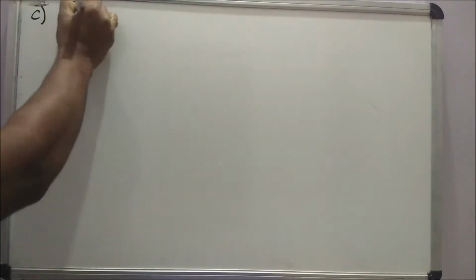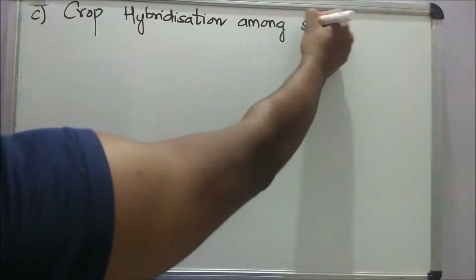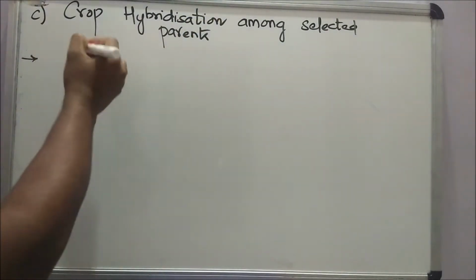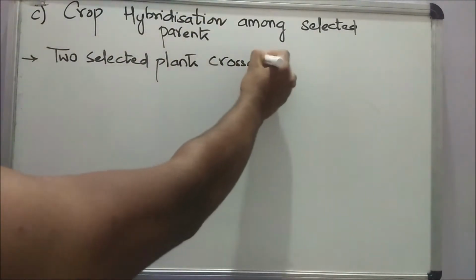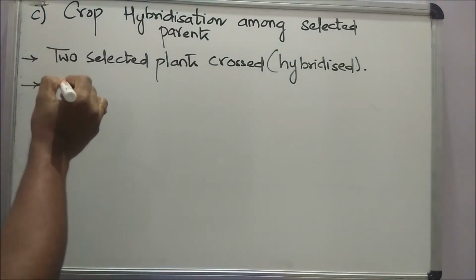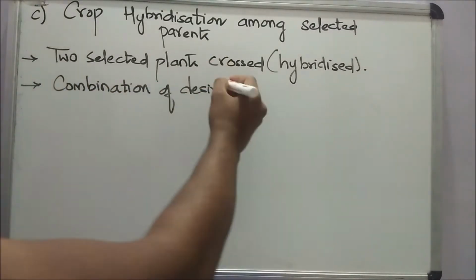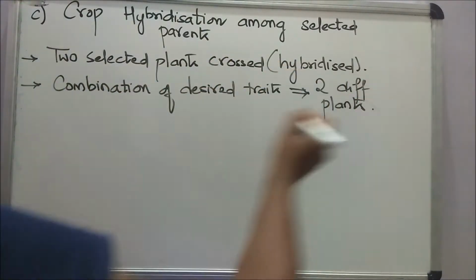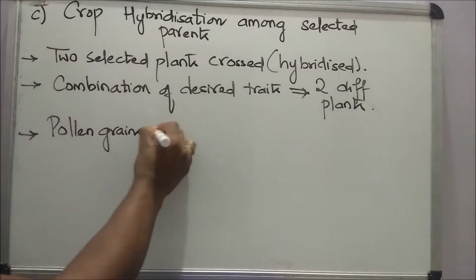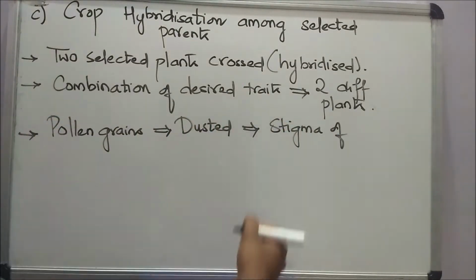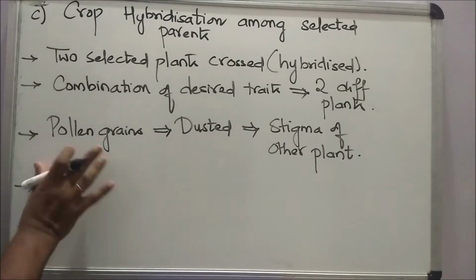The third step involves the crop hybridization among selected plants. Two selected plants are crossed, which is nothing but hybridization. This facilitates the combination of desired traits from two different plants. Pollen grains from one plant are dusted over the stigma of the other plant.